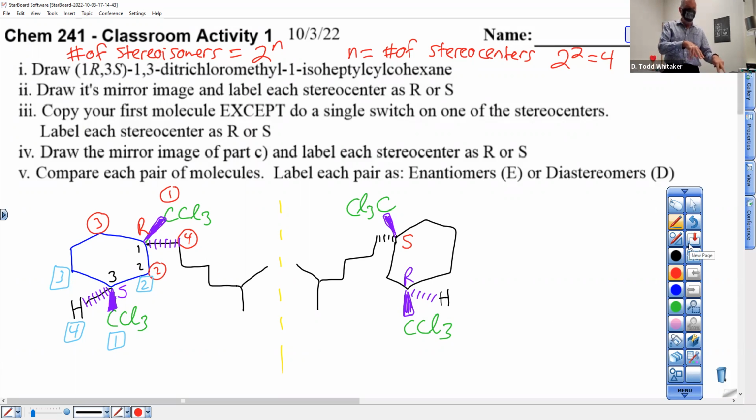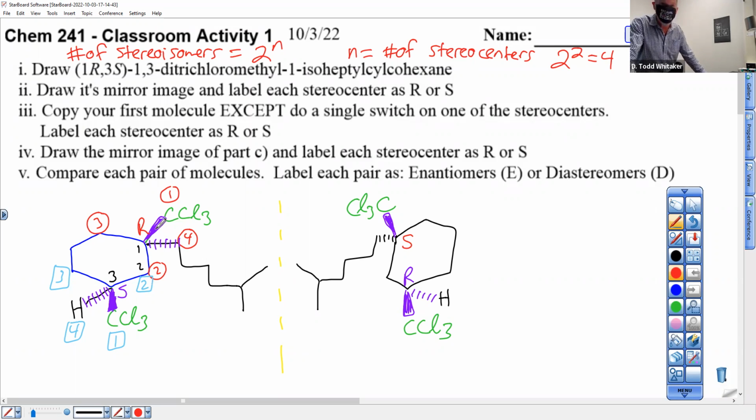But this has it broken down into the steps you should be considering for doing your question. So you're going to draw its mirror image, labeled, done, and I copy your first molecule except do a single switch on one of the stereo centers. So if I chose this stereo center to do a single switch on, it's going to become what? This one down here. It's going to become R. And I'm not going to touch this one at all because I want RR.